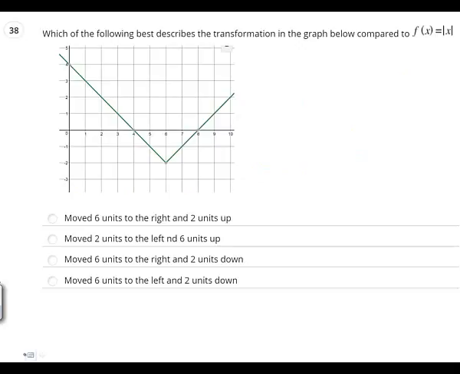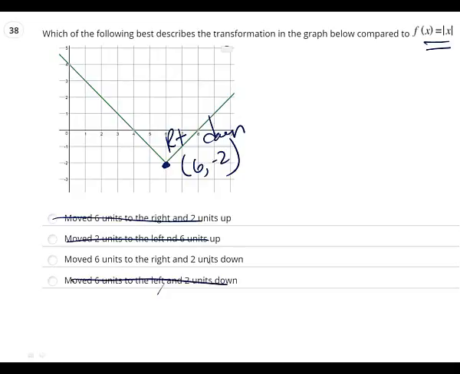All right, let's talk about 38. Which of the following best describes the transformation of the graph below compared to this graph here? Here's what I would probably do. I would examine the vertex. What is the vertex of this graph? 6, -2. And 6 is a right movement, correct? And 2 is a down movement. So 6 units to the right, 2 units up. That doesn't work. We know it's got to go 6 units to the right. So it's got to be the third one, right? 2 units down.